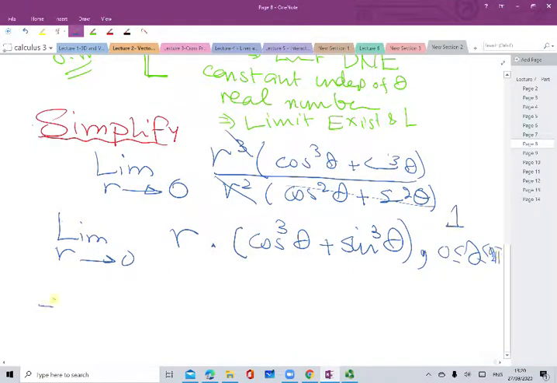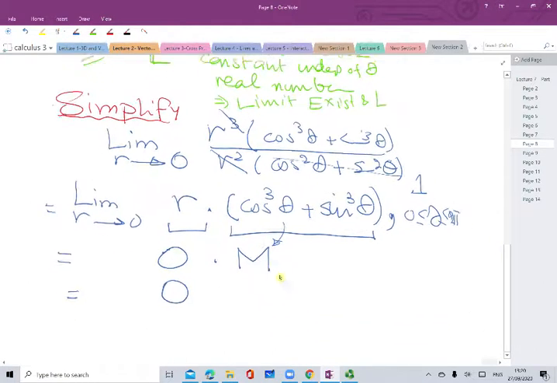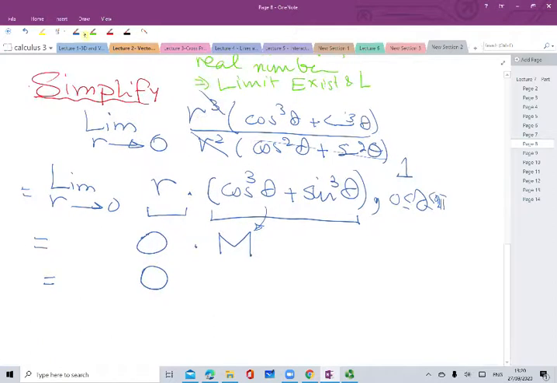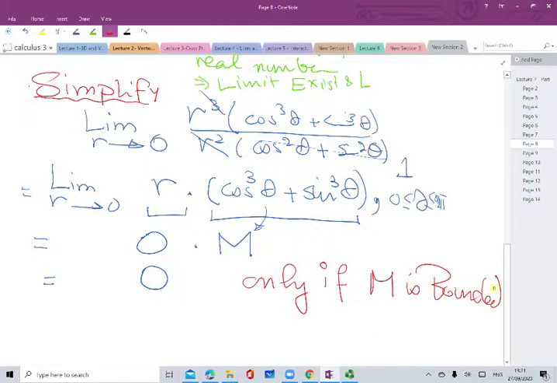Now I can take the limits. The limit of r times a bracket, a function of theta, as r tends to 0: I have 0 times this bracket, which could have any value, say a value m. When can I say that 0 times a value is equal to 0? I should do everything mathematically correct. This is equal to 0 only if m is bounded, only if the value of this bracket is bounded for all theta.